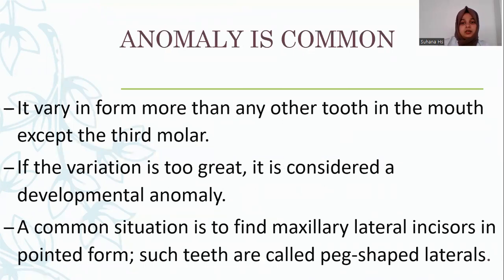When we are talking about lateral incisors, we can see that anomaly is common. That is, it varies in form more than any other tooth in the mouth except the third molar. The third molar also shows variations in shape, but the lateral incisor is the most commonly affected by developmental anomalies. They may appear in various forms like conical shape and tubercle shape, and the most common anomaly associated with the lateral incisor is the peg-shaped lateral.